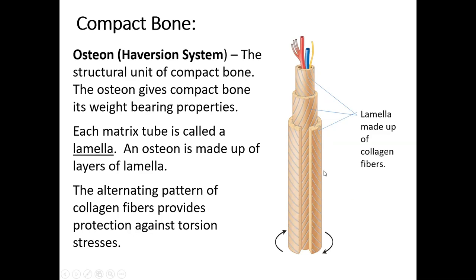So when you get a chance to look at your microscopic bone model in labs, you'll see all of these rings located on it. Those are your lamellae. And then that circular structure is the osteon.